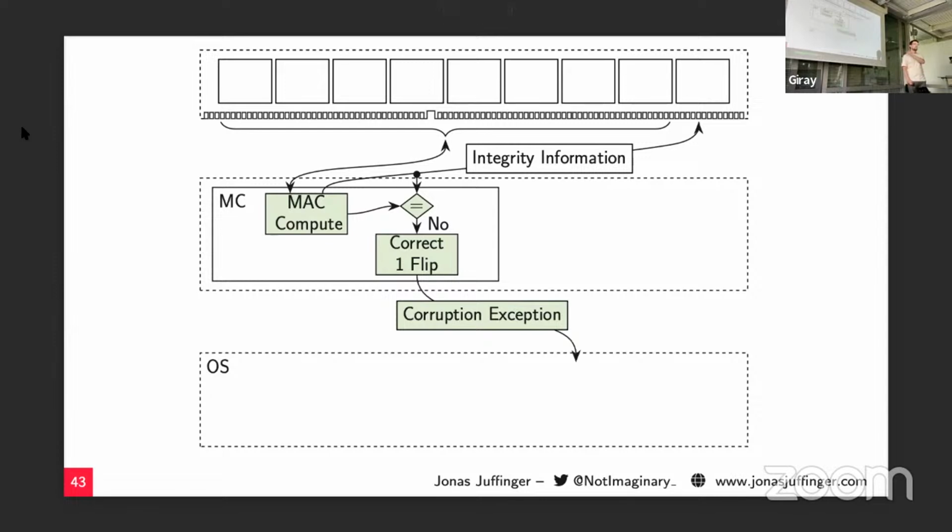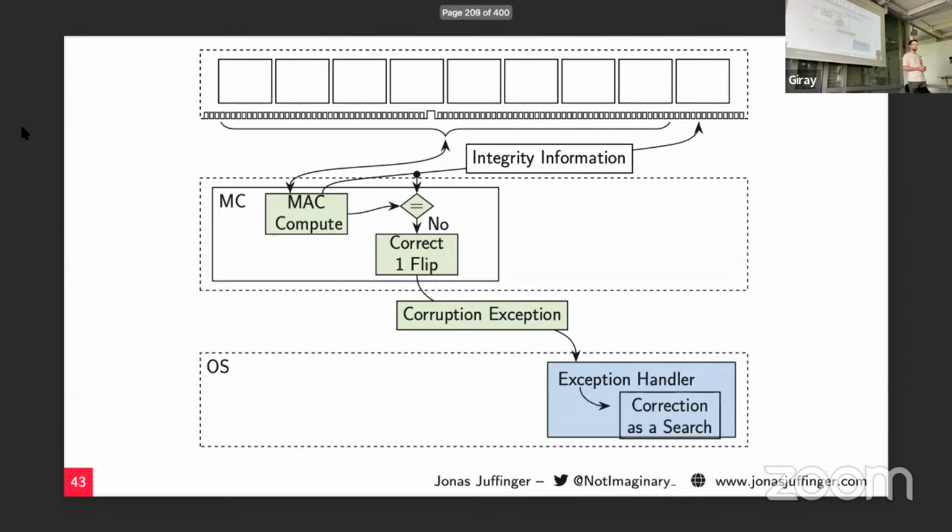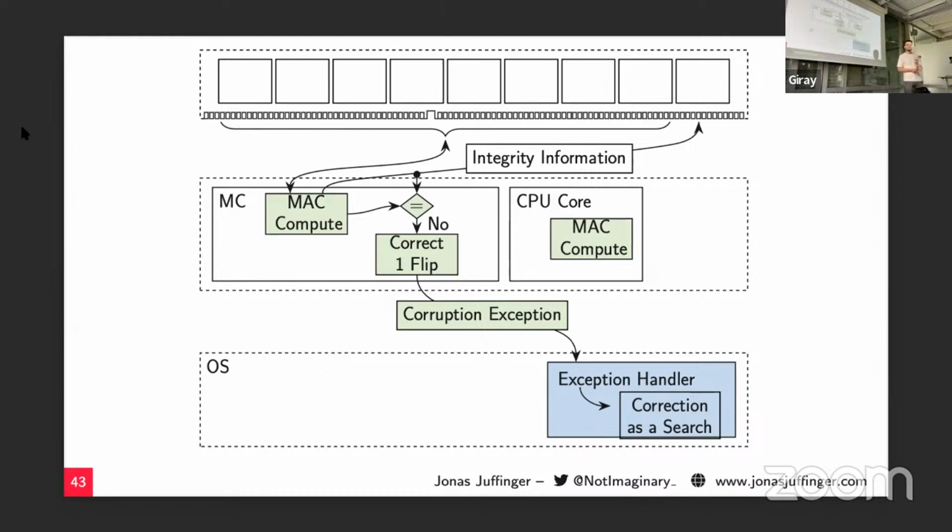So we introduced a new exception, an exception handler for that exception. And our first try is correction as a search. I will talk about that in more detail in a second. It's basically a brute force search. Flip all the bits until the MACs match. But it is not as bad as it sounds. For this, we added 3 new CPU instructions actually that we use for that.